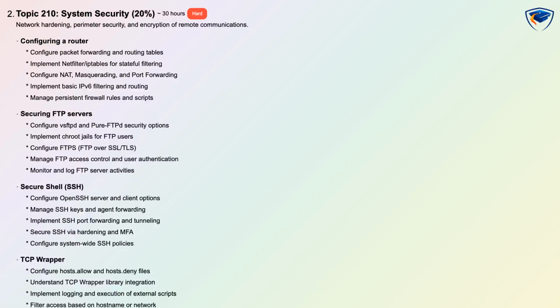Topic 210. System security is weighted 20% and covers network hardening, perimeter security, and encryption of remote communications. It is hard in difficulty with about 30 hours of study recommended and includes conceptual and scenario-based assessment.